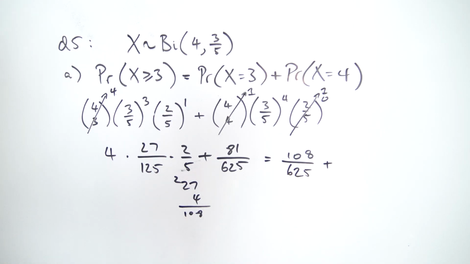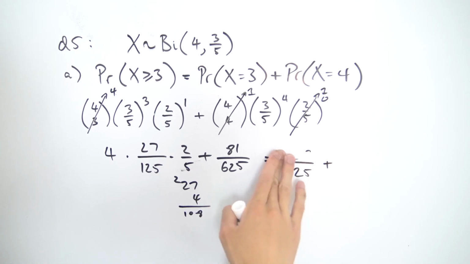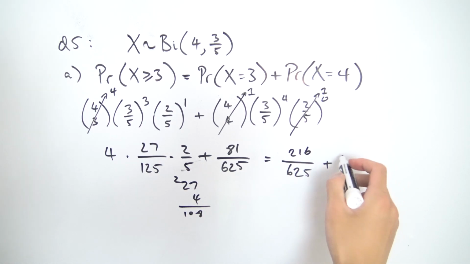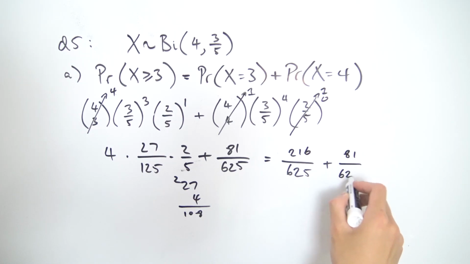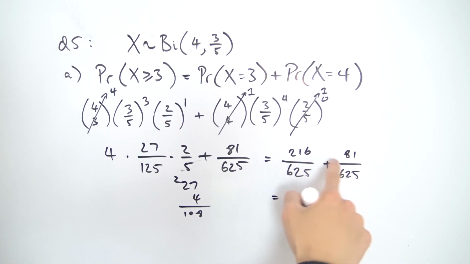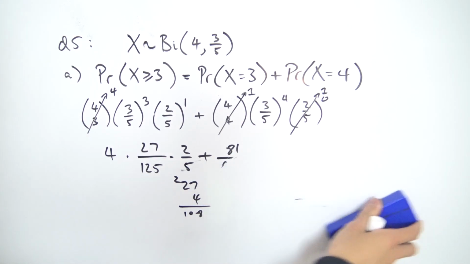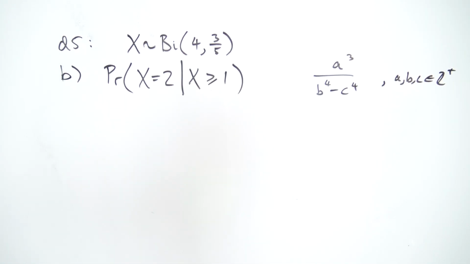And then we have plus, actually, we have to multiply by 2 as well. So this in fact becomes 216. And then plus 81 over 625. And if you add these two together, you should get 297 over 625, like so. So that's the answer.